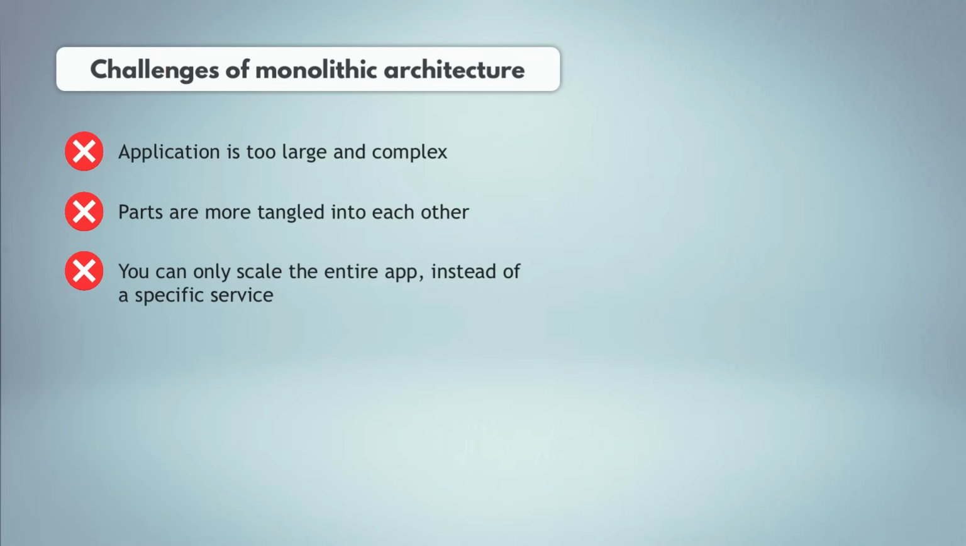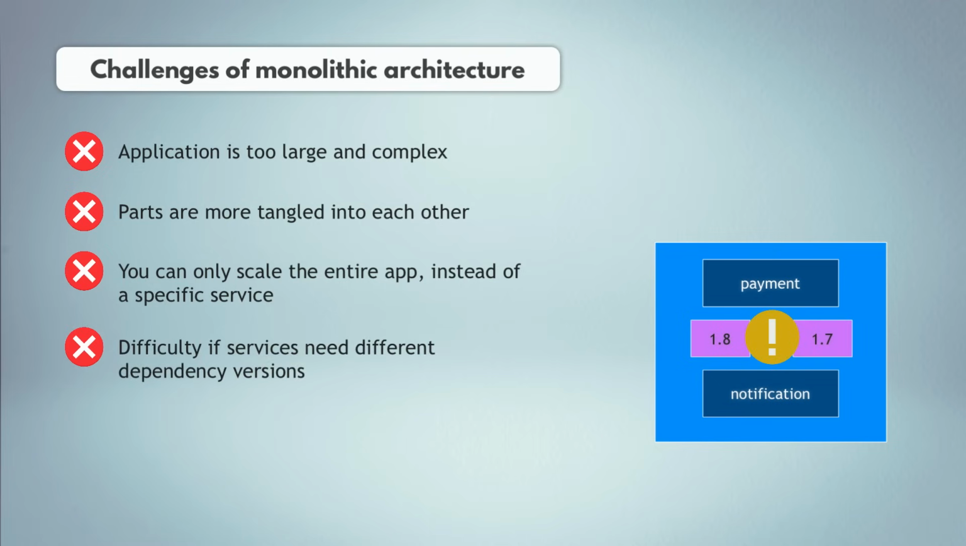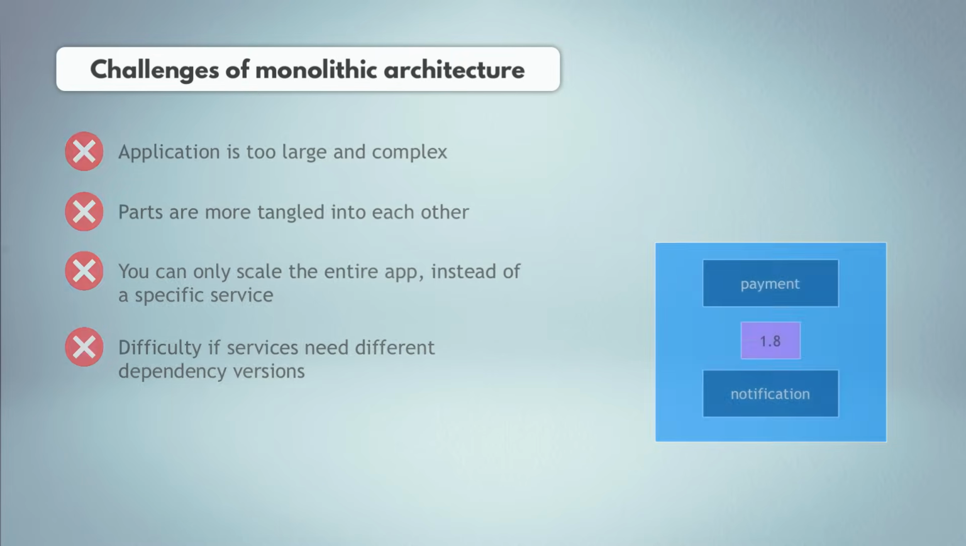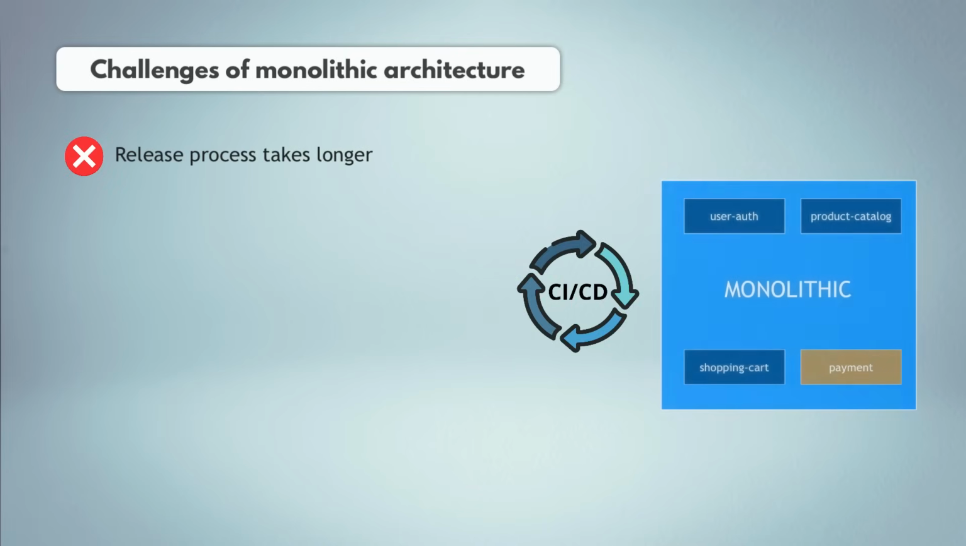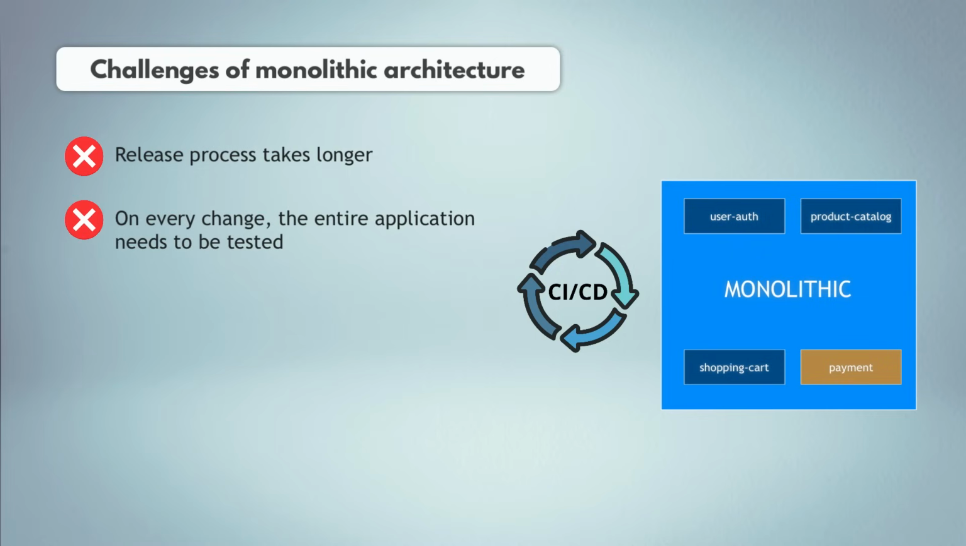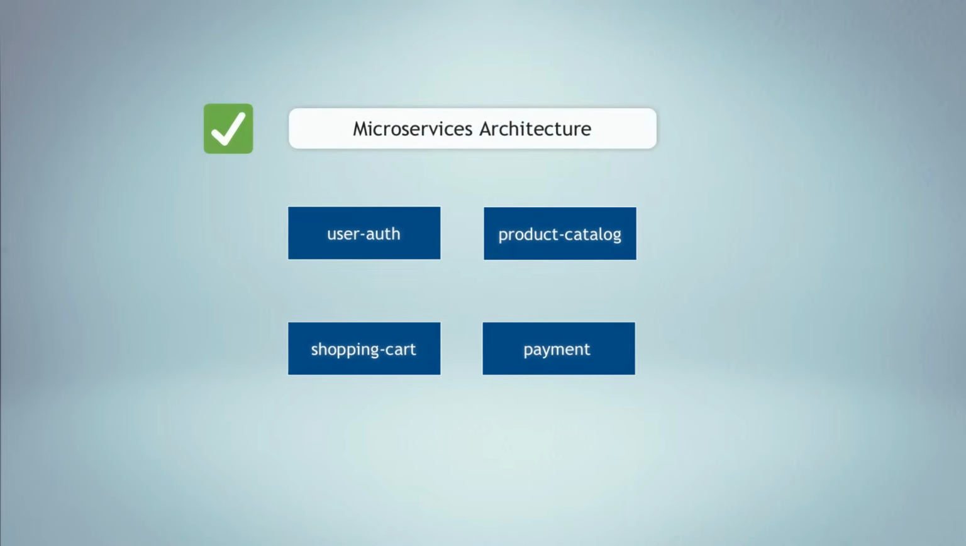Another issue is, for example, if a payment functionality used a third-party module with a version 1.8, while notifications feature needed the same module but required the version 1.7 instead, in a monolith application, you would have to pick one or the other because it's a single application and you can only have one dependency of the same module. Another major issue with monolith applications is that the release process of such applications takes longer because for changes in any part of the application, in any feature, you need to test and build the whole application to deploy those changes. And the answer to all these issues was a microservices architecture.